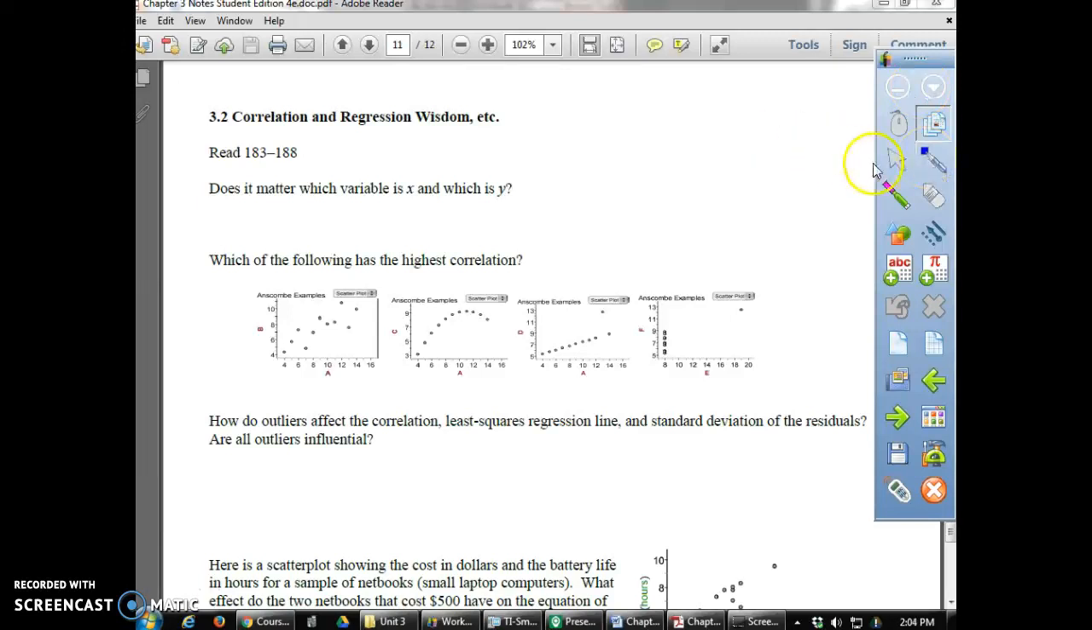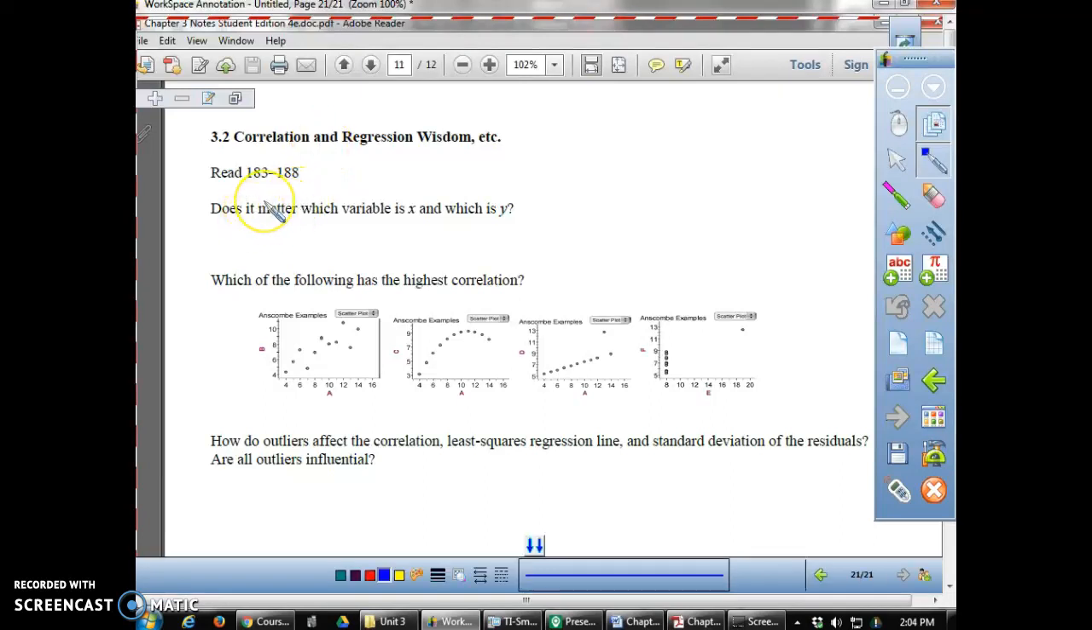Okay, we're going to talk about correlation and regression wisdom. We discussed this some in class, but just to recap, it doesn't matter which variable is x and which is y for r, in the computation of r, which is, of course, your correlation coefficient. It does matter for the least squares regression line.